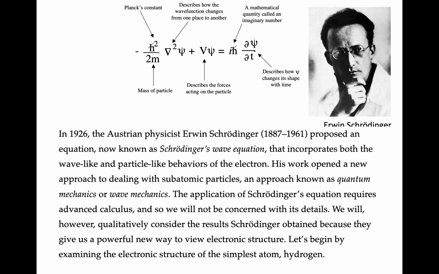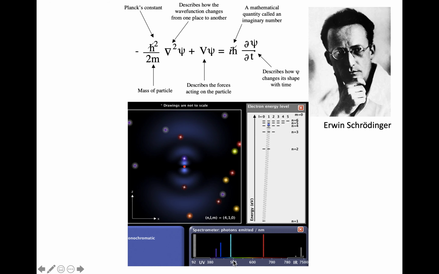So what's the Schrodinger model like? Within the Schrodinger model, it's including both a wave-like and a particle-like description for the electron. The equation is given there at the top. We're not going to have any reason to analyze that, but we will look at the results. So we will qualitatively consider Schrodinger's model, and we're going to be looking at that for the simplest of atoms, hydrogen.